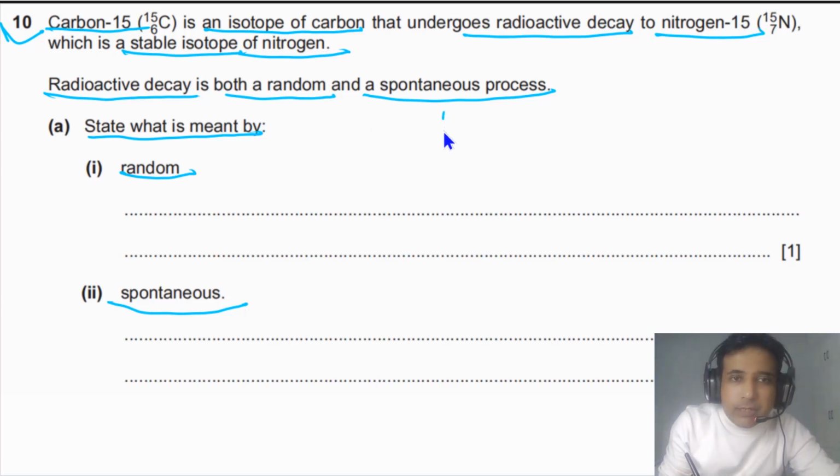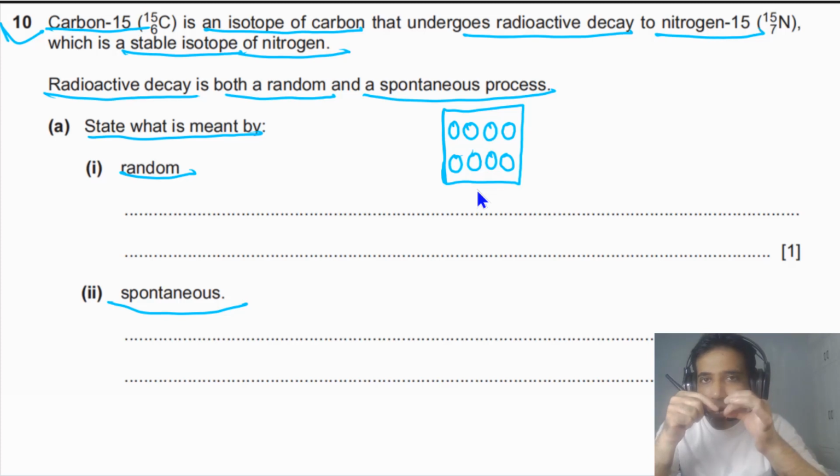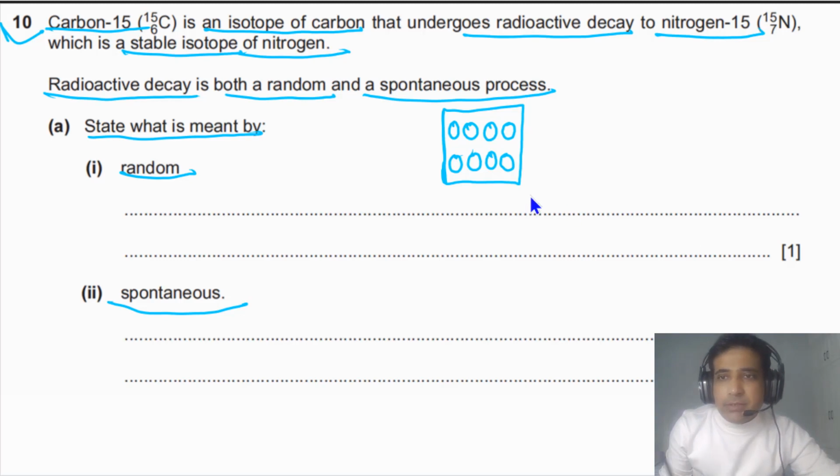For random, we can imagine that we have a sample, and imagine that it consists of 4 atoms, or simply you can say 4 nuclei. So this sample consists of 4 and 4 nuclei, meaning it consists of a total of 8 nuclei. And random means that after one half-life, half of them will decay into another element. But we cannot predict in this case when one particular nucleus will decay.